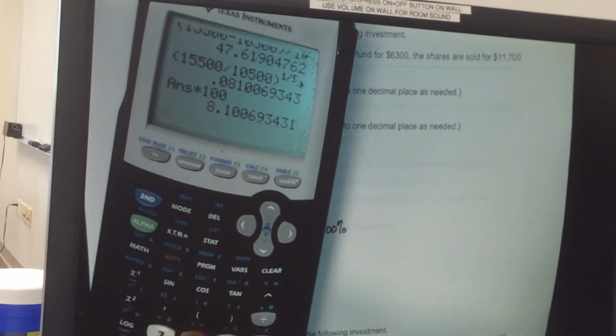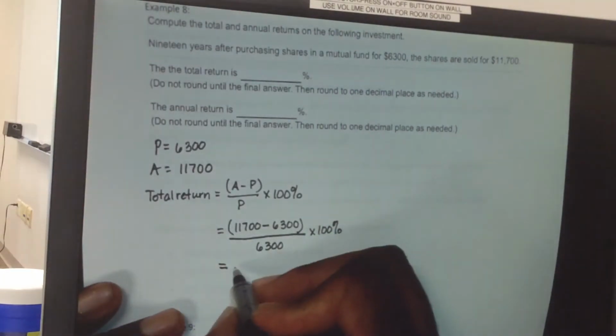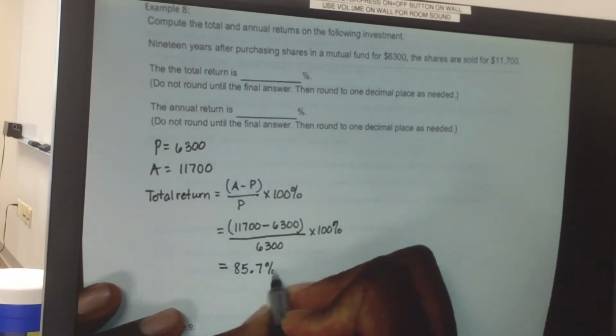So here, left parentheses, $11,700 minus 6,300, close parentheses, divided by 6,300 times 100. To one decimal place, I'm going to get 85.7%. That will be the total return as a percent, 85.7%.